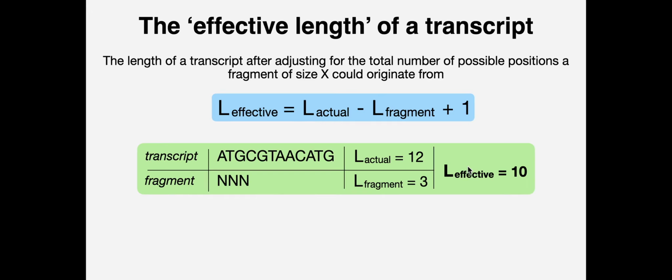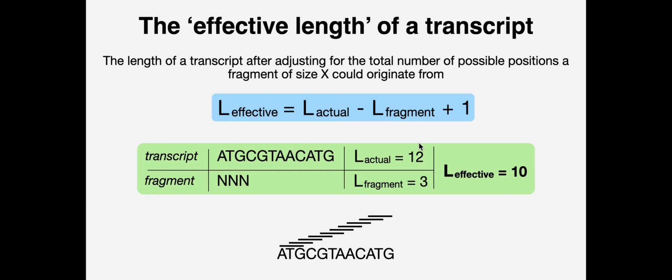How is that possible? Well, we just have to think about a 12 nucleotide transcript and how many places a 3 nucleotide fragment could come from. It could come from here, ATG. It could come from TGC. And you just keep shifting that line over until you hit the end. And if you count those, it's 10. Now, rather than do that for all these different length transcripts and fragment sizes, there's a very simple formula that gets you to that same number.